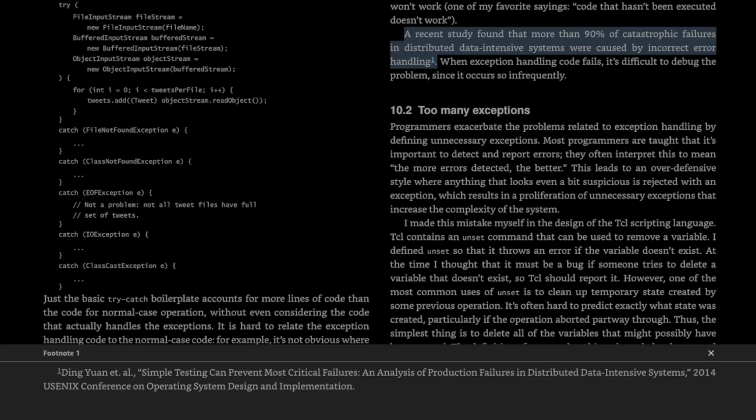Chapter 10 is a disaster. It contains, but mostly ignores, the single most important line in the book, though. The quote is, "A recent study found that more than 90% of catastrophic failures in distributed data-intensive systems were caused by incorrect error handling." Let me say that again. 90% of catastrophic failures caused by incorrect error handling. This is absolutely true, and this chapter makes it worse, especially since the only mentions of automated testing in this book are tiny, like 2 pages in sections 19.3 and 19.4. We'll come back to this later in the video.